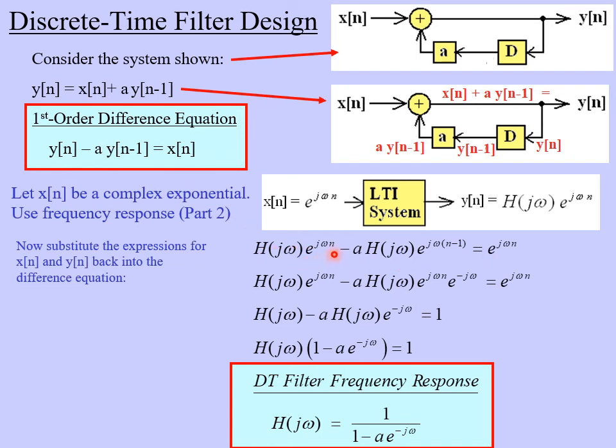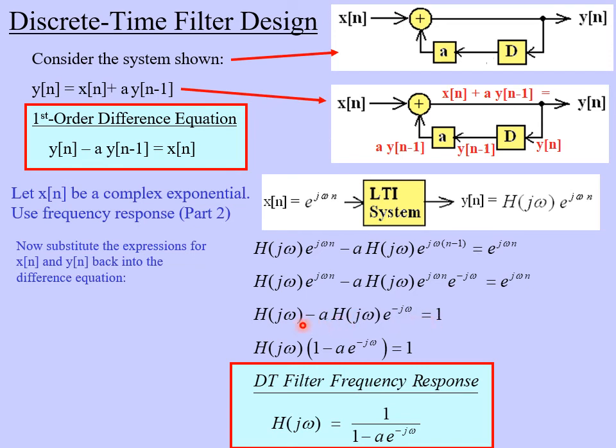h times e to the j omega n minus a h e to the j omega n minus 1 is equal to e to the j omega n. And I'm going to distribute this j omega inside the parentheses to split up those two exponential functions accordingly. And the reason I'm doing that is now, notice every term has an e to the j omega n. So I can just cross those off, and it simplifies down to h minus a times h times e to the minus j omega is equal to 1.